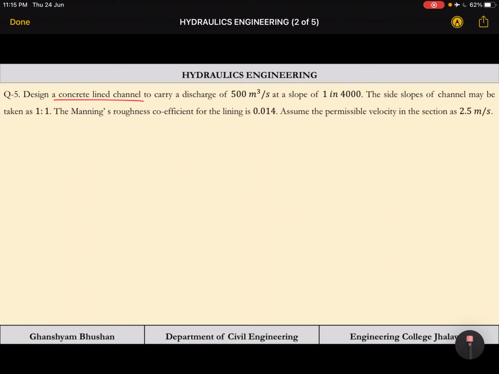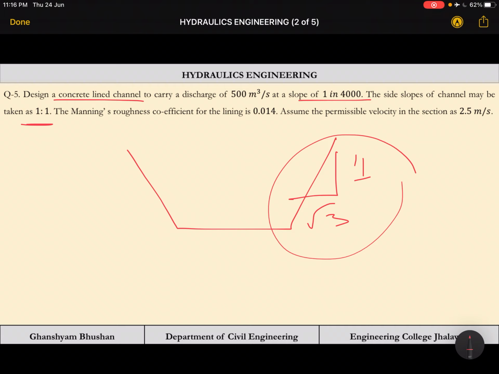Bed slope is 1 in 4000. So the side slope of the channel may be taken as 1:1. So we have to see, like, for the most economical trapezoidal section it was 1 and here it was √3. So here we have changed this parameter. This is 1:1. Then we have to see 1:1 means this theta is 45 degrees.